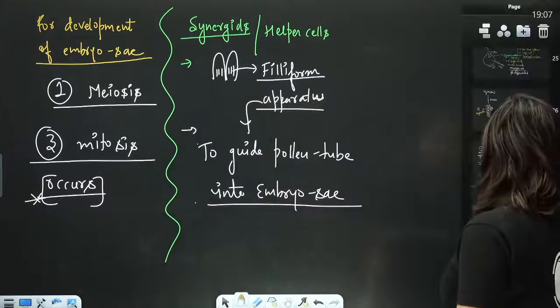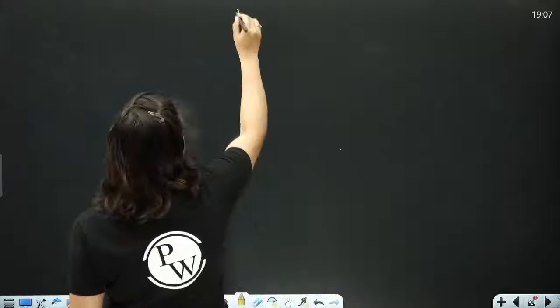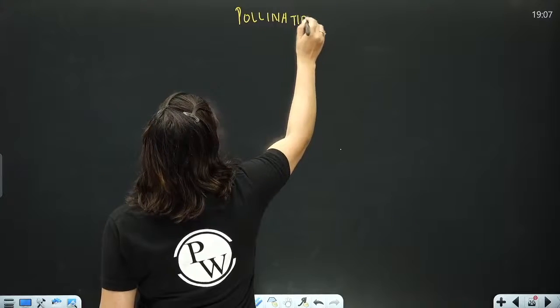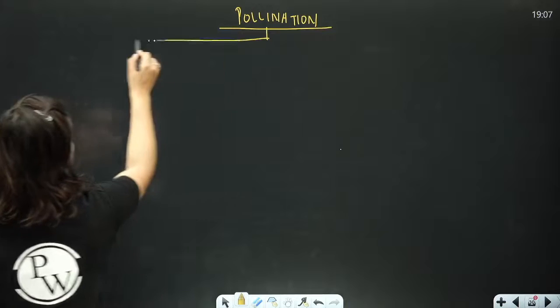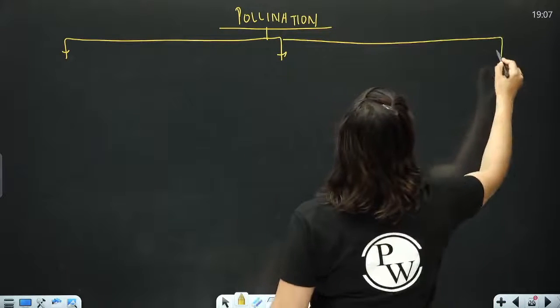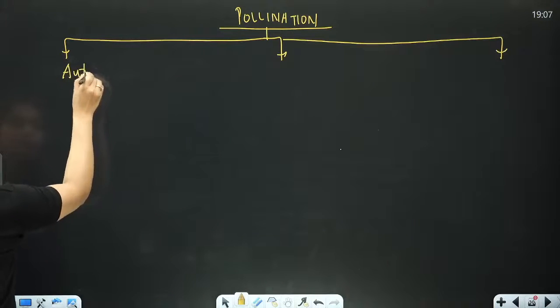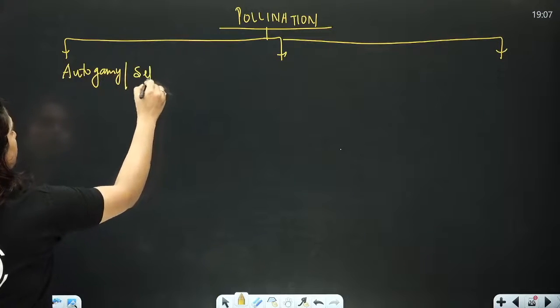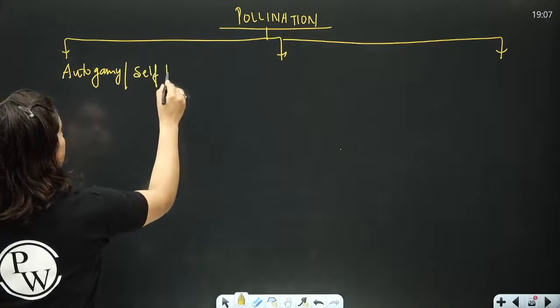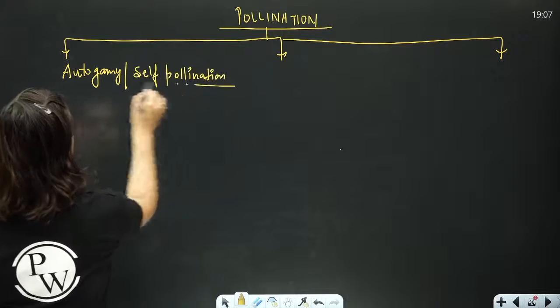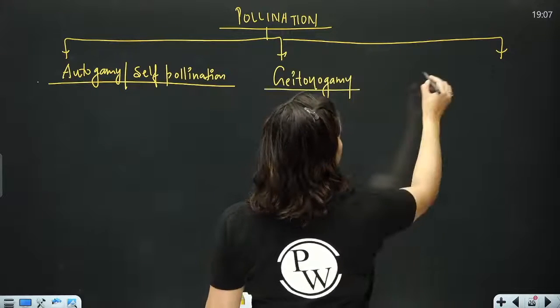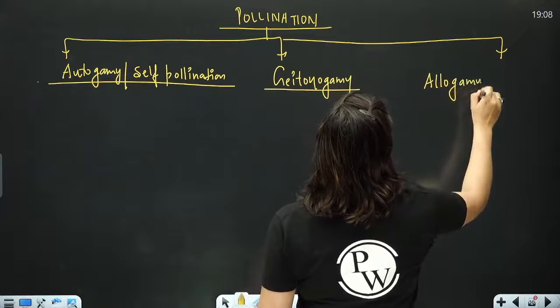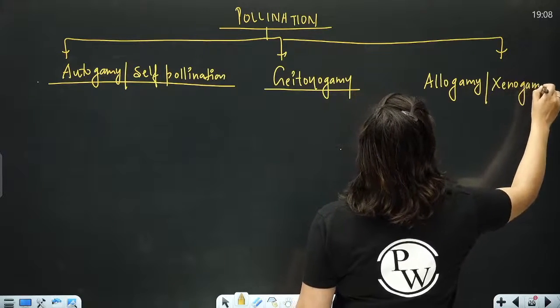So let's see. What is pollination? Before fertilization, we'll have to disperse the pollen grains from anther to the stigma. So pollination is the transfer of pollen grains from anther to stigma. Now this pollination can be further of three types. It can be autogamy or self-pollination, then geitonogamy, and then comes allogamy, allogamy or xenogamy or cross-pollination.